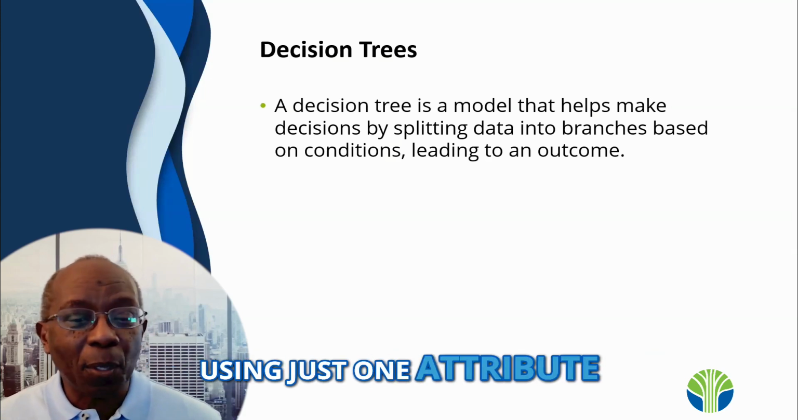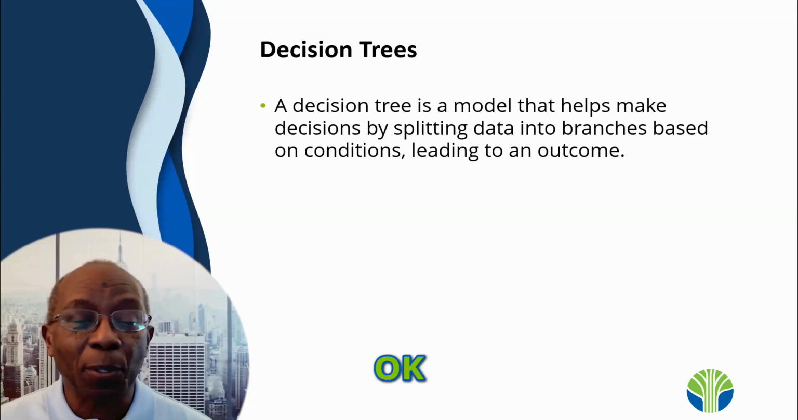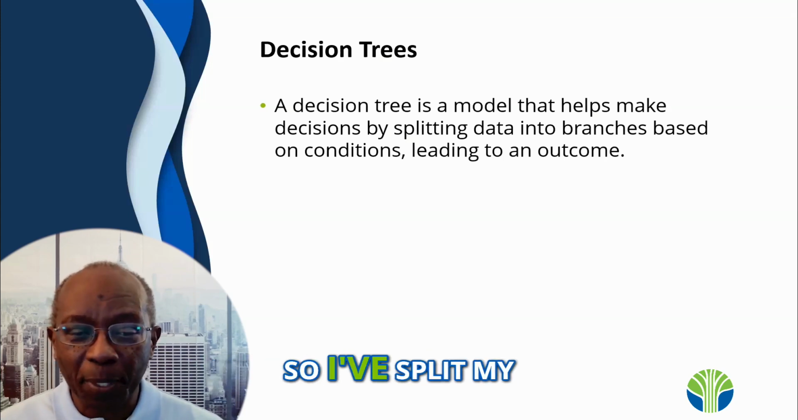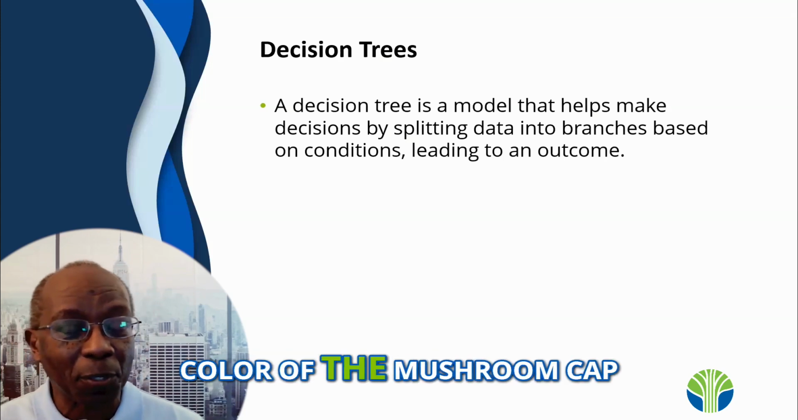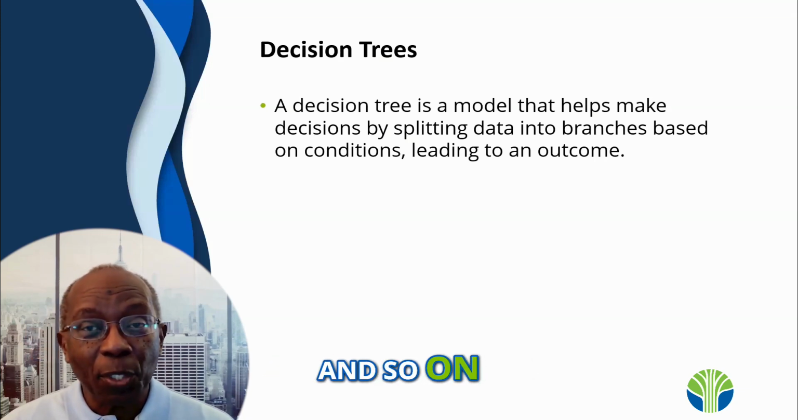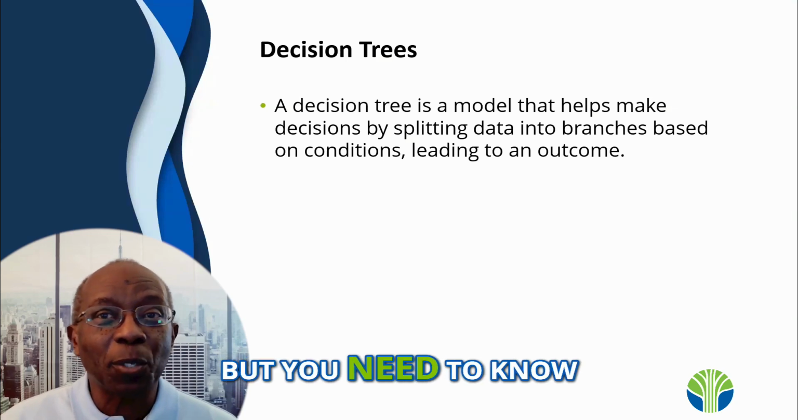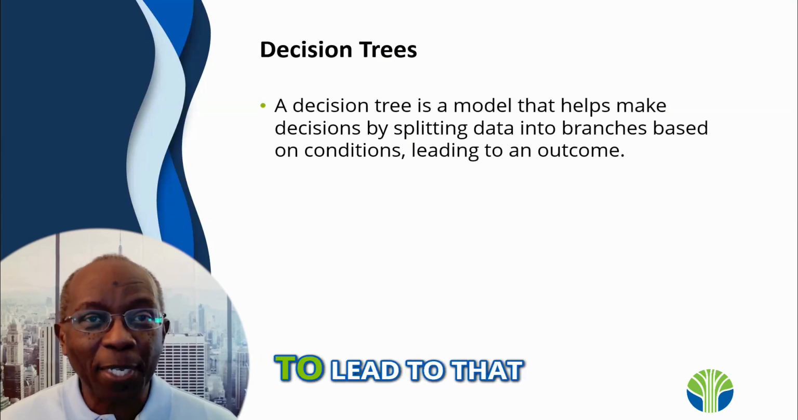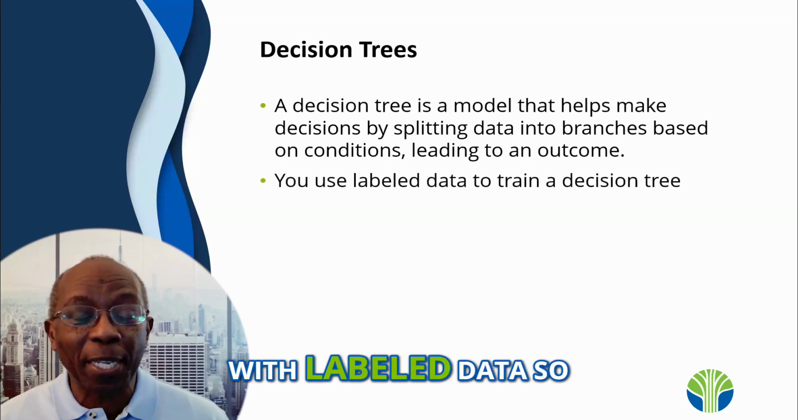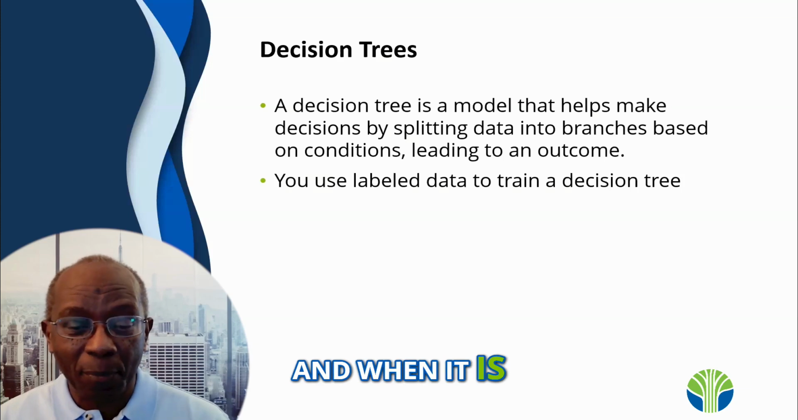Using just one attribute will most likely not give you a perfect split. So you might say, okay, after the first split, let's split it further using another attribute. So I've split my data based on the color of the mushroom cap. Let's split it based on the color of the gills, and so on. So each time your subsets get purer and purer and purer. But you need to know which decisions are going to lead to that. And the way that you build the tree is to start off with labeled data so that your algorithm knows when it is correct and when it is not correct.